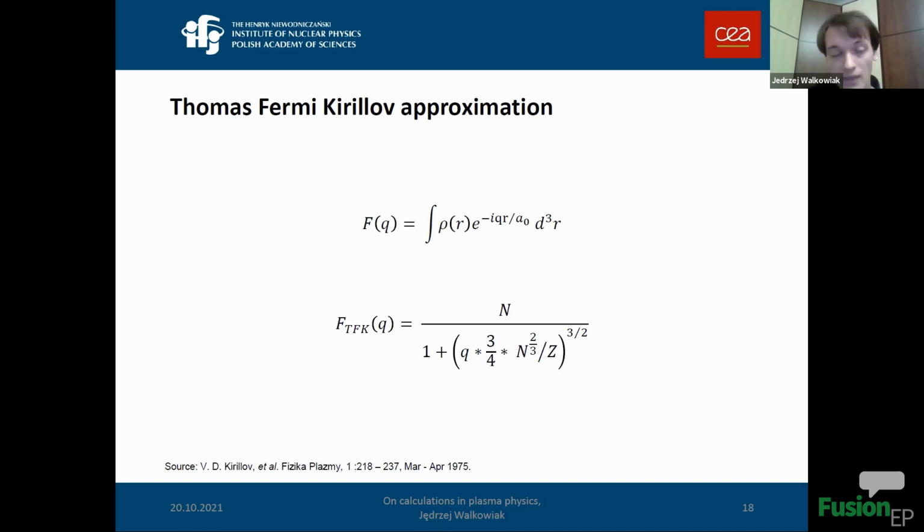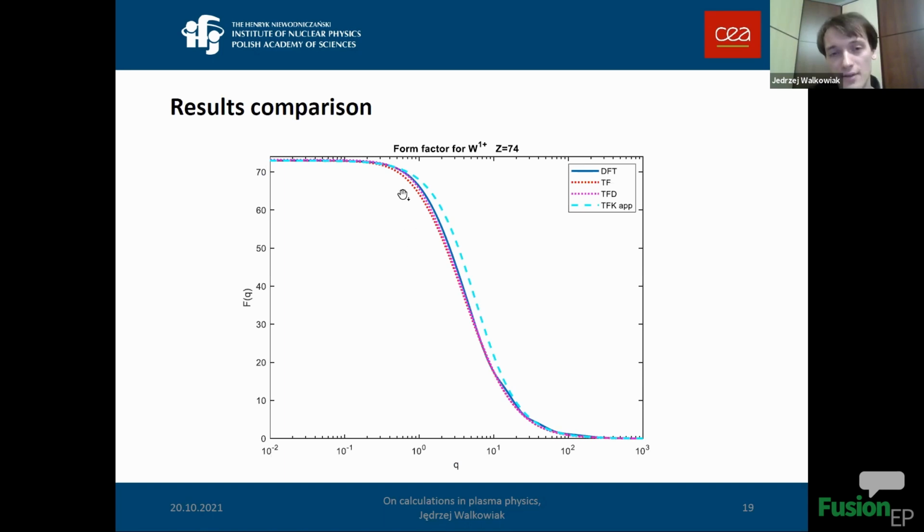Here we can see the example of results for a simple tungsten ion which is only singly ionized. With the blue line, you can see the results for the density functional theory model, and the cyan line represents the results based on the Kirillov approximation of the Thomas Fermi model. As you can see, it's not as accurate as, for example, the numerical integration of the Thomas Fermi model, which is represented by the red line, but it still represents the shape of the function quite well.